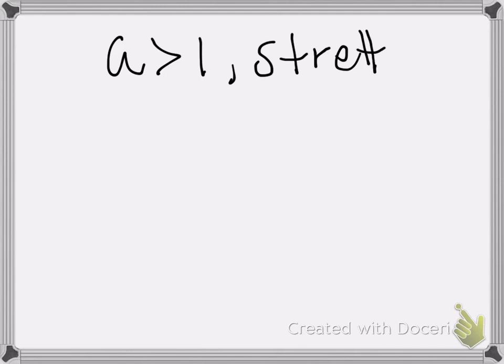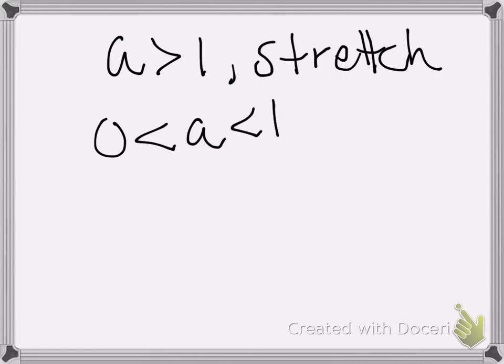Next, remember about your shrinks and your stretches. If a is greater than 1, you have a stretch vertically. Okay. If a is between 0 and 1, then you have a compression. I'm going to write shrink because I don't have a lot of room. And then, of course, if it's less than 0, it's going to open down, but we've already talked about that. So those are the basic things that you're going to have to remember for the parabola.